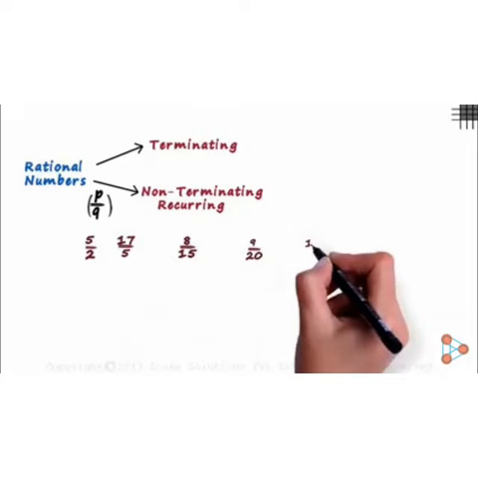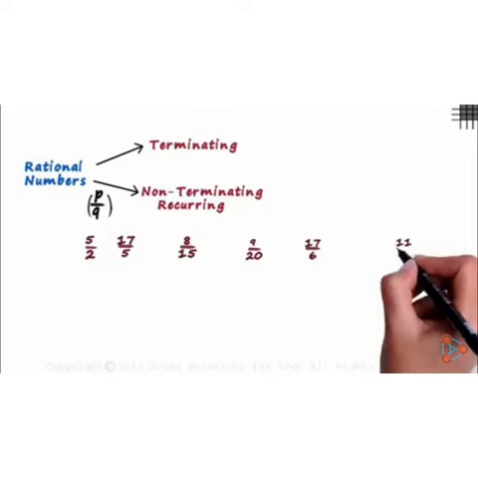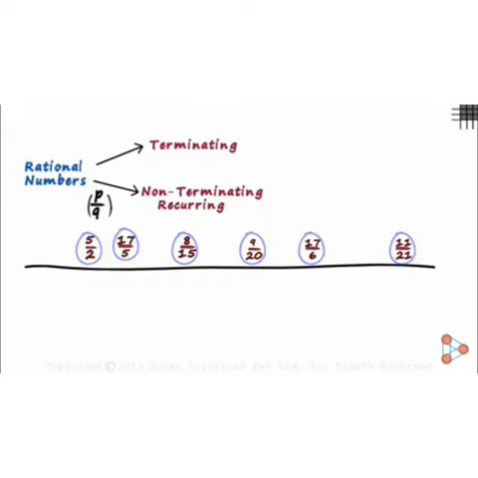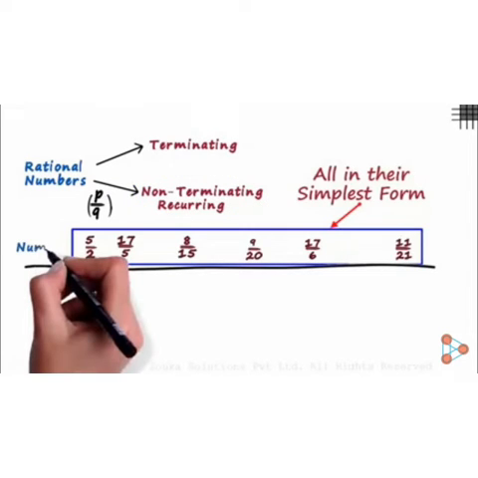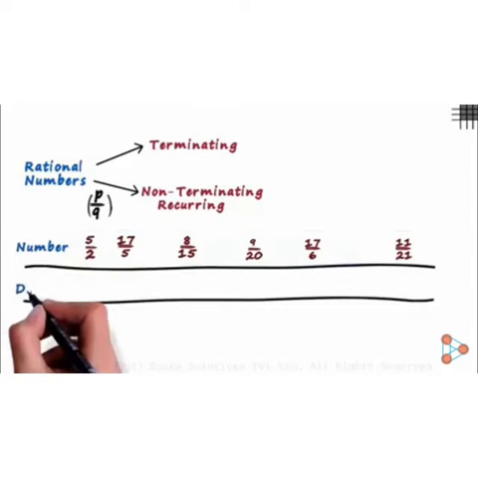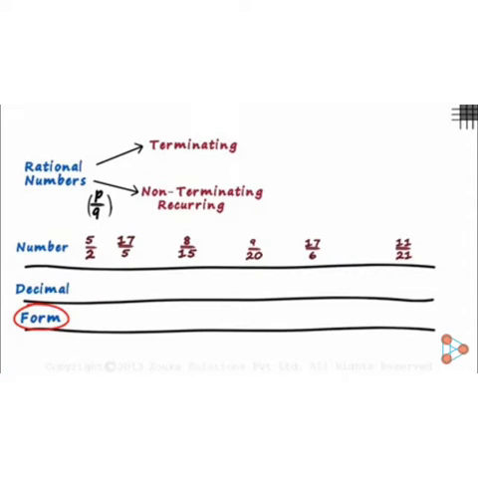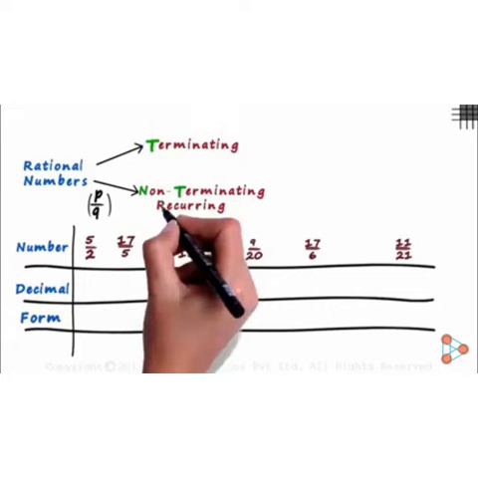Now, here we are taking several rational numbers like 5 by 2, 17 by 5, 8 by 15, 9 by 20, 17 by 6 and 11 by 21. With these different kinds of rational numbers, we will find out whether they are terminating or non-terminating recurring decimals. The very simple thing: first of all, all the rational numbers should be in the simplest form. If not, you just make them in the simplest form. Then we will write them in decimal form. How do we write them in decimal form? By doing division.